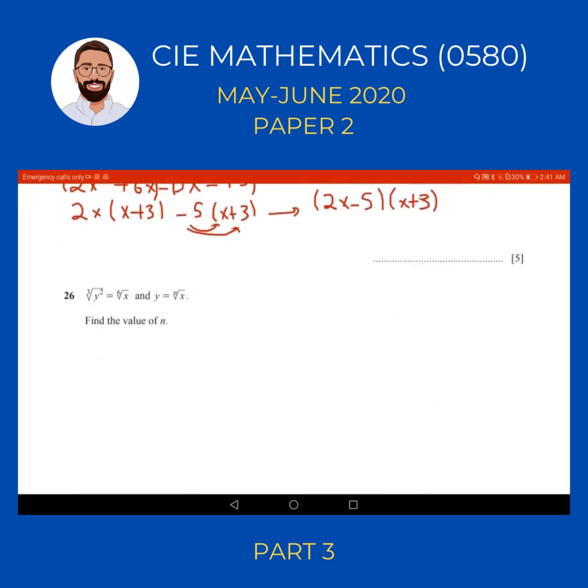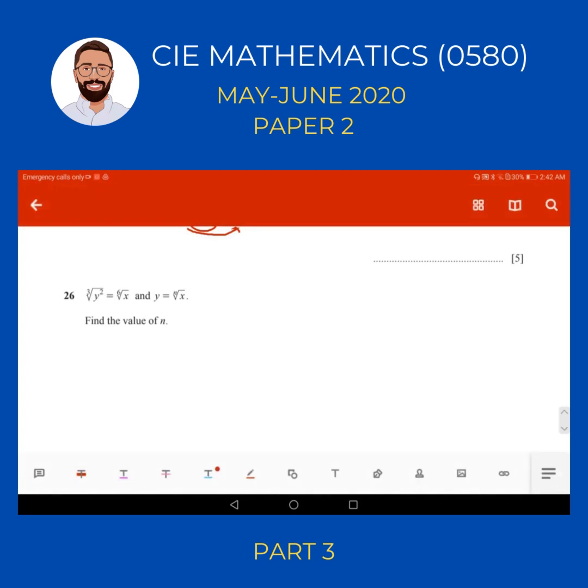So that's the simplified form of this long expression. Now, in number 26, we're given that the cubic root of y squared is the same as the square root of x to the 1/6, and y is the square root of x to the 1/nth. We need to find the value of n.